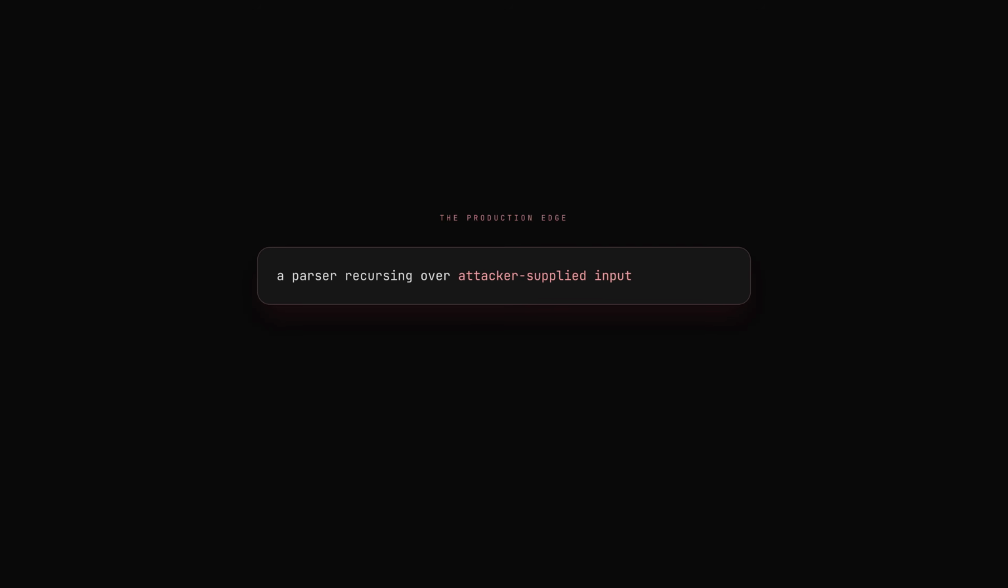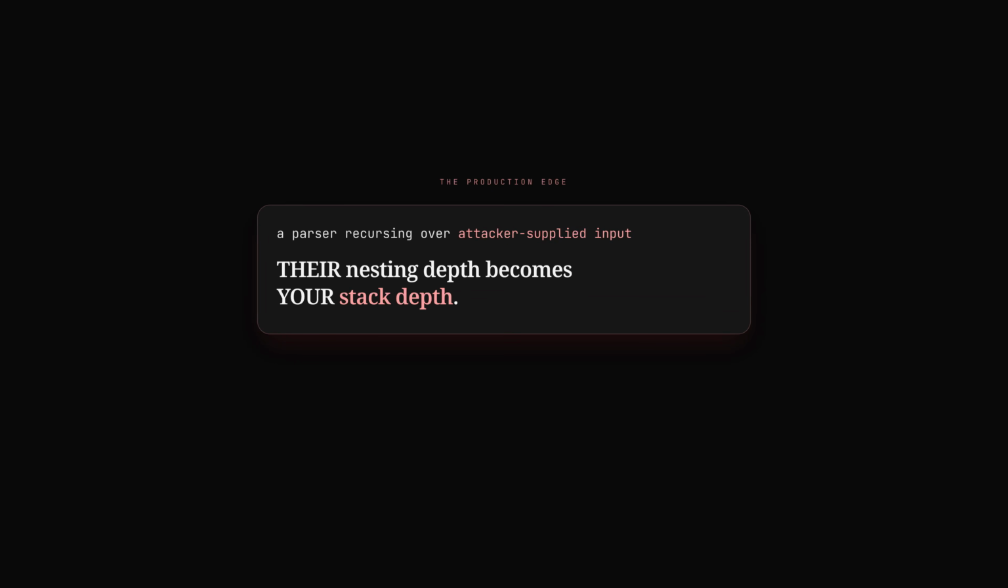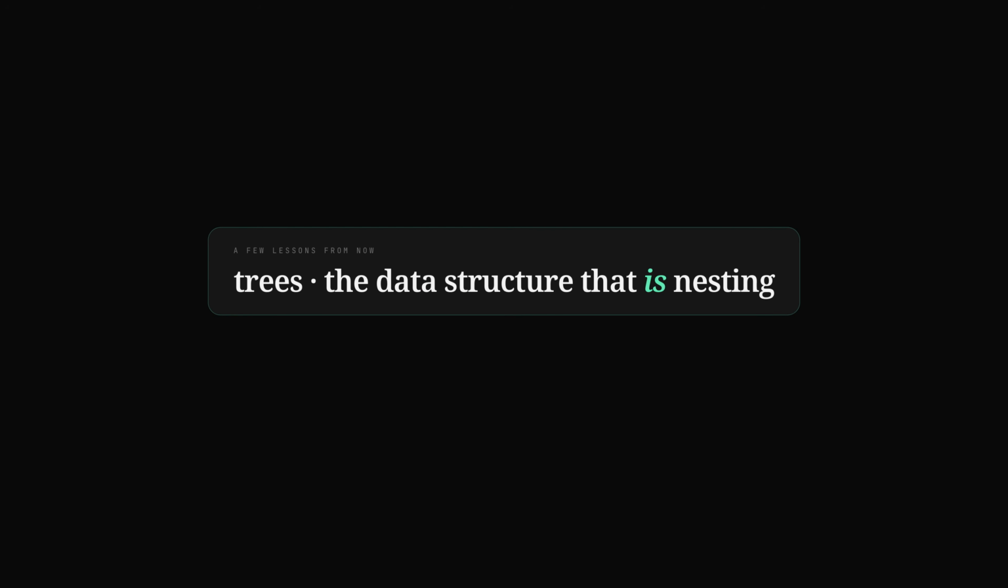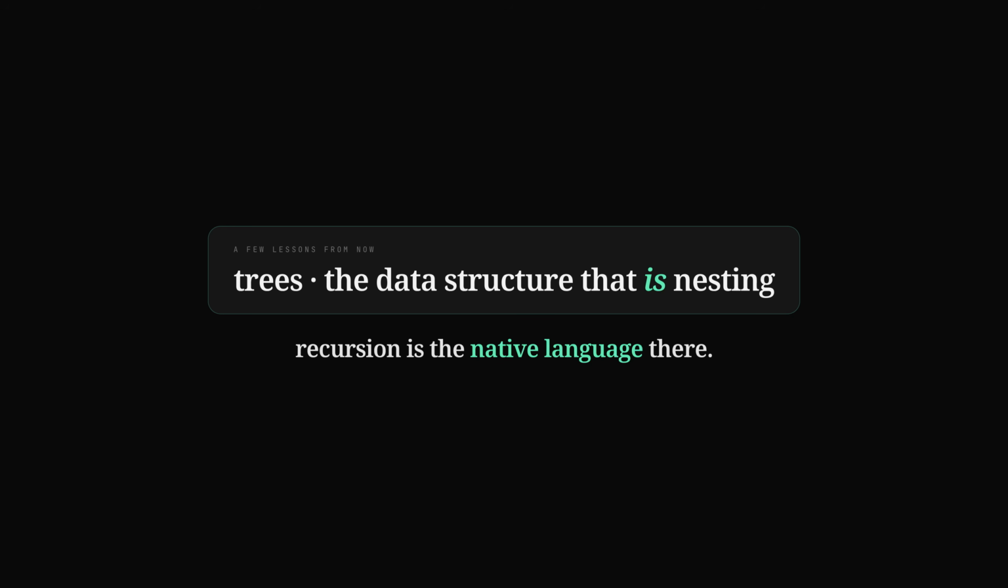There's a production edge here, too. If your parser recurses over attacker-supplied input, then their nesting depth becomes your stack depth, which is why real parsers cap it. Rust's standard JSON library refuses input nested beyond 128 levels by default. That number is this lesson's crash, priced in ahead of time by a library author. And file this away: a few lessons from now we need trees, the data structure that is nesting. Recursion is the native language there.